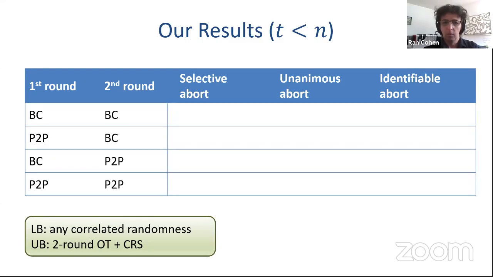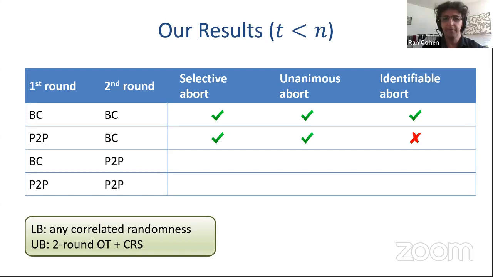Our upper bounds all hold assuming the optimal assumption of two-round oblivious transfer, and our lower bounds hold given any correlated randomness as a setup for the parties. The first result is, given two broadcast channels, we show that the original protocols that only stated that they achieve unanimous abort can be easily pushed to get identifiable abort. They can get the strongest notion of security with abort, where parties can catch cheaters.